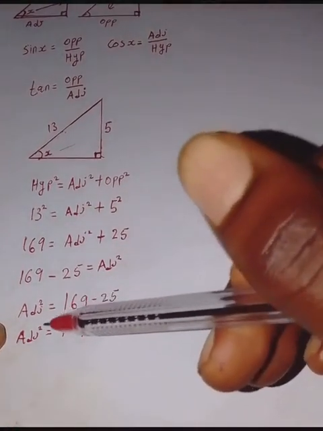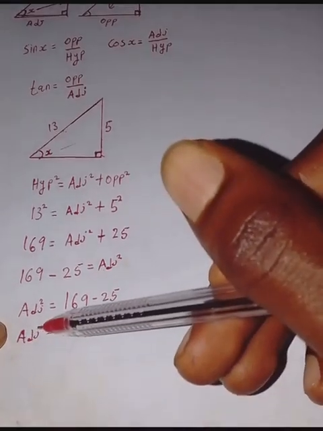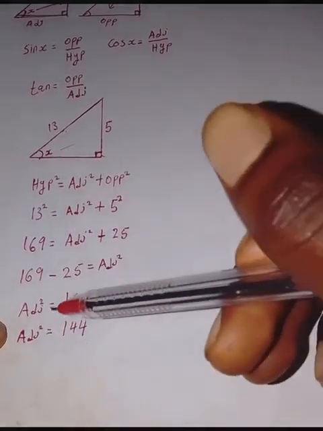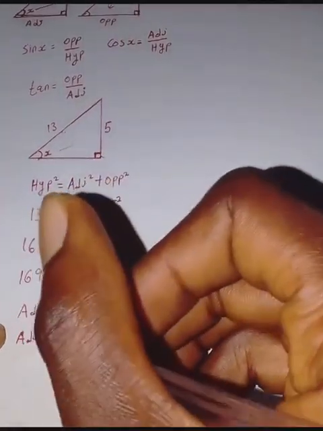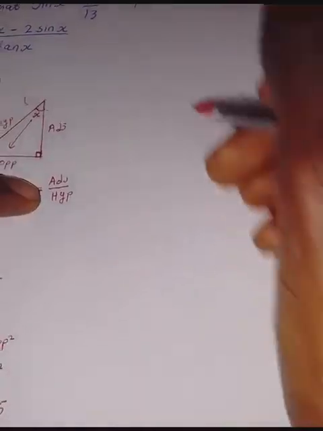So now we have not gotten the final answer. We still have squared here, adjacent squared. To get adjacent, we are going to find the square root of both sides. We'll be looking for the square root.